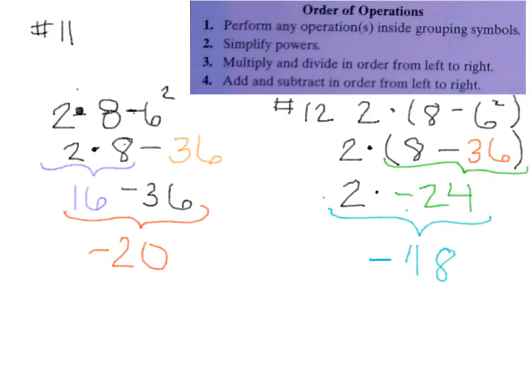So you can see I have the same numbers, the 2 and the 2, the 8, the 6 squared, the 6 squared. But by adding the grouping symbols here, I get a totally different answer than I did here.